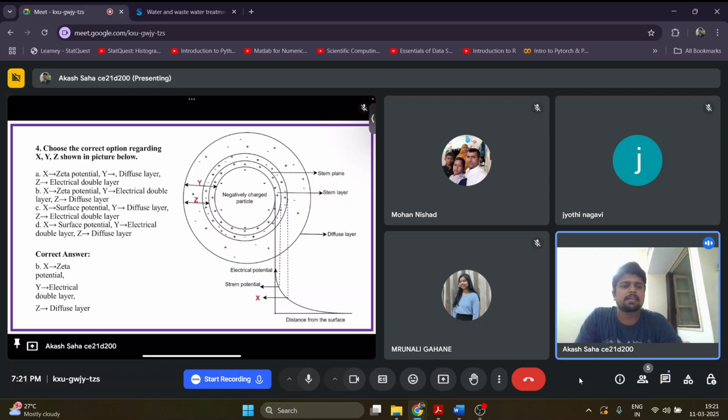Okay, and the total thickness is called the electrical double layer. And in the bottom you can see that whatever the potential between the particle and the Stern layer, we will call it the electrical potential.